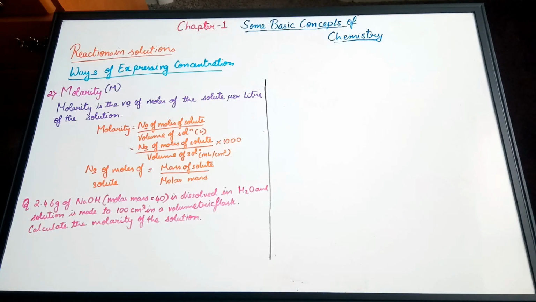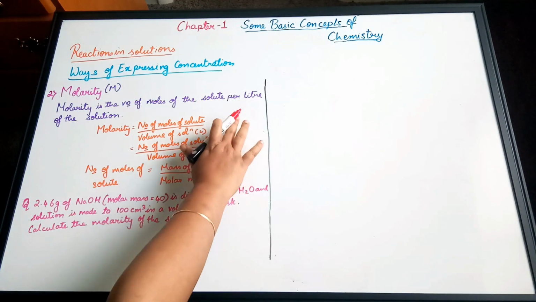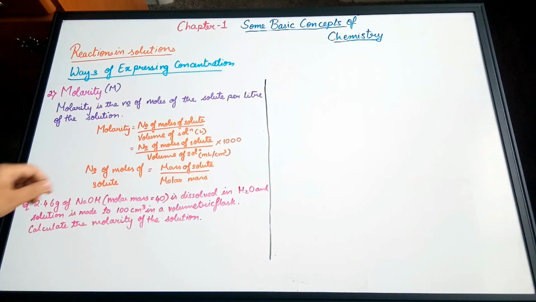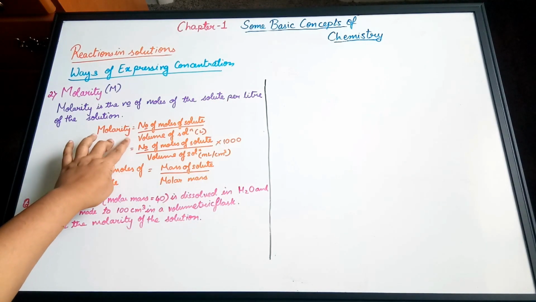Molarity. Molarity is first of all denoted as a capital M, and it is the number of moles of the solute per liter of the solution. So molarity equals the number of moles of the solute divided by the volume of solution in liters.